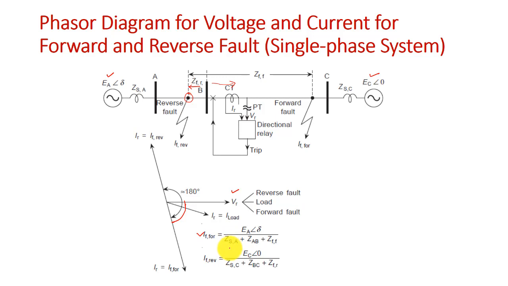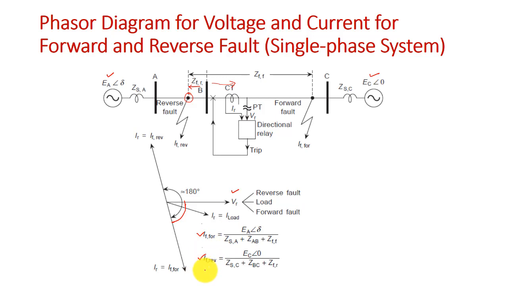So ZSA is the source impedance at location A, bus A, and ZAB is the impedance of line section AB here, and ZFF is the forward fault impedance from the relay to the fault point. And this is the expression for IF forward.